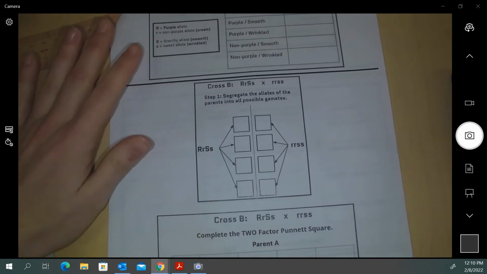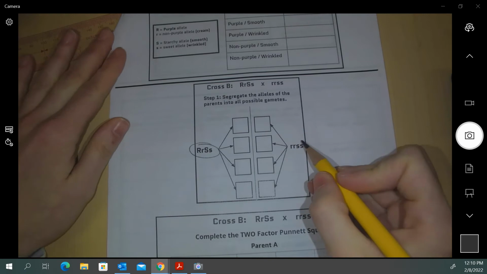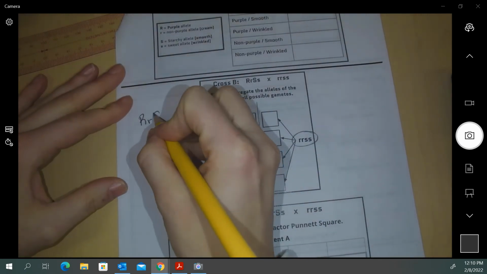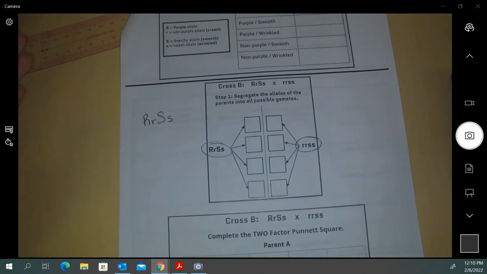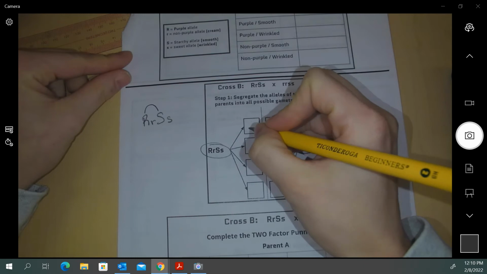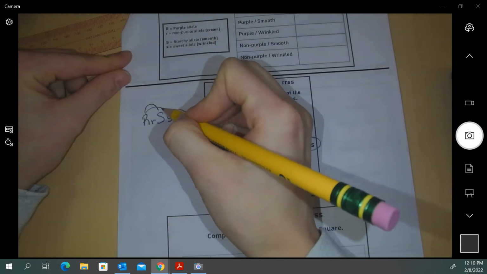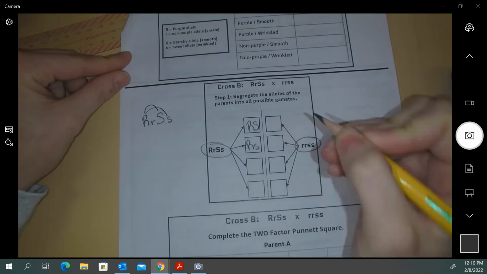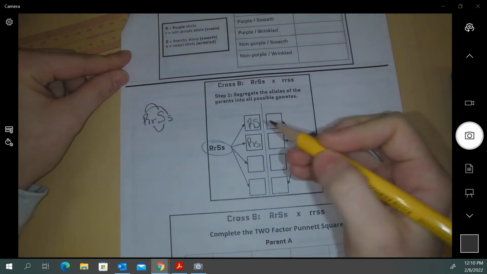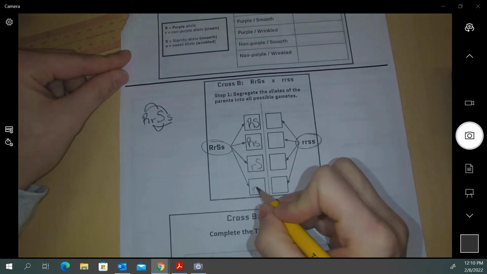So our first parent, parent A, we'll say is big R, little r, big S, little s, and parent B is little r, little r, little s, little s. So first, I like to FOIL these. There's a lot of different ways in doing this, but I like to FOIL them. Big R can go with big S, so I've got big R, big S in this square. Big R can also go with little s, so I've got big R, little s. Big R is now taken care of. I still have little r to look at. So little r can go with big S, and little r can also go with little s.